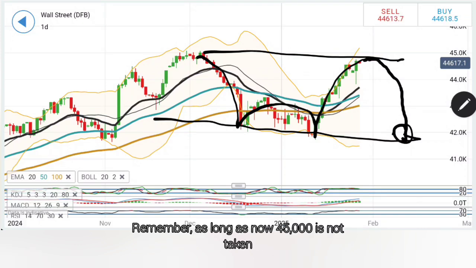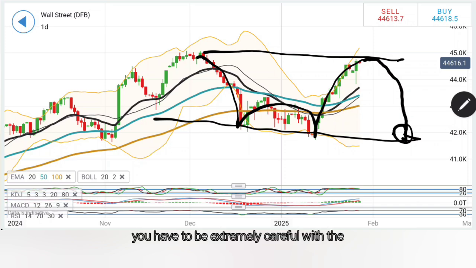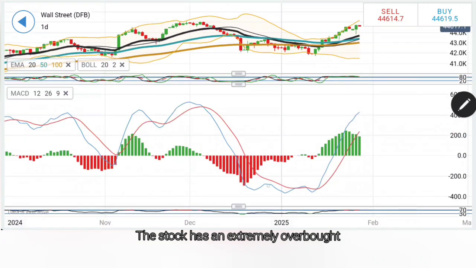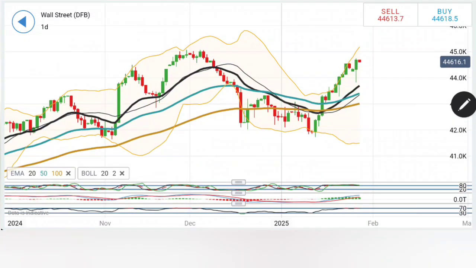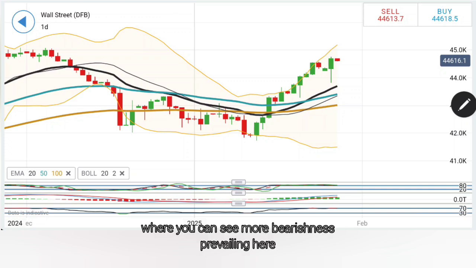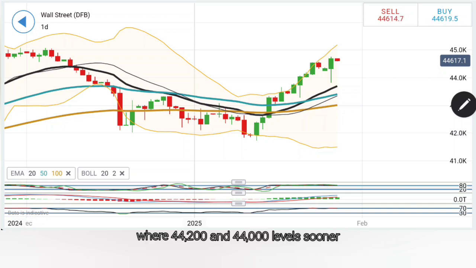Remember, as long as 45,000 is not taken, you have to be extremely careful with the buys here in Dow Jones. The stochastic is extremely overbought, MACD rising, RSI at top. So looking at this, I will recommend you to sell at 44,580, expect 44,500, 44,520, 44,400 levels, and below 44,400 is where you can see more bearishness prevailing, where 44,200 and 44,000 levels sooner or later need to be there. Take your positions accordingly.